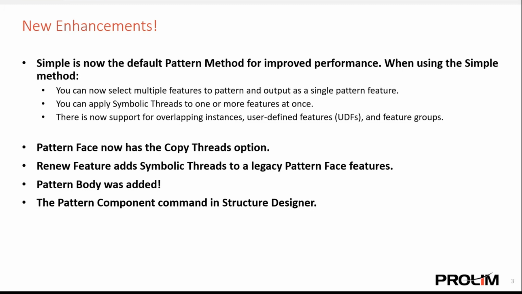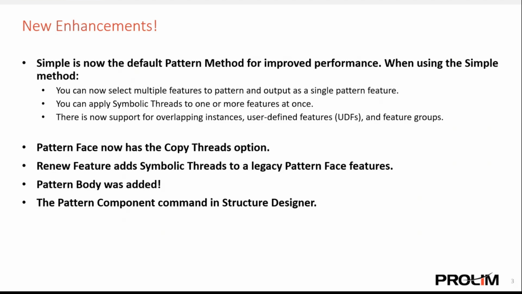Then we have our pattern component, which was added to the Structure Designer. And I believe there have been some enhancements on the assemblies side as well. The pattern component command is used to create a linear array of features in one or two directions. The pattern feature can be associative or non-associative and is included in a consolidated version of structure assembly.